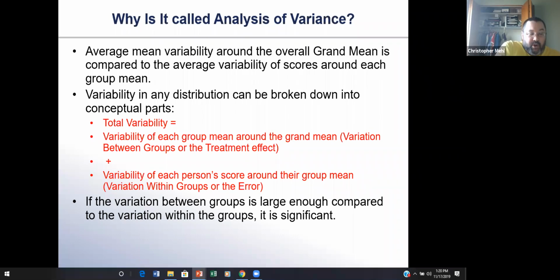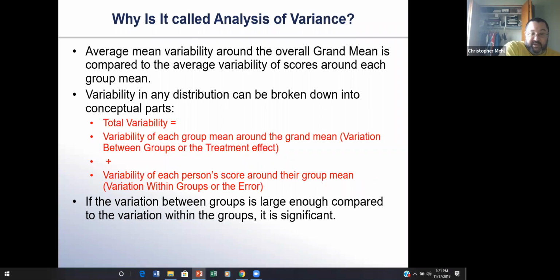So why is it called an analysis of variance? Because that's exactly what we're looking at. We're looking at variability. We're breaking down variance, breaking down variability into pieces. We're looking at the average mean variability around an overall grand mean, and we want to compare that to the variability around each group mean.